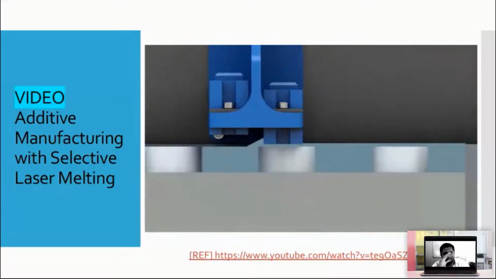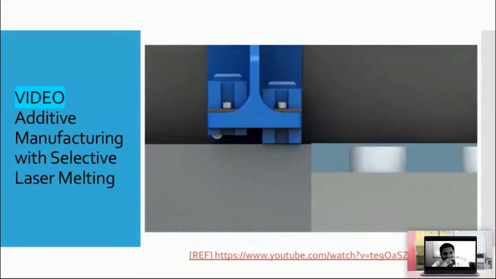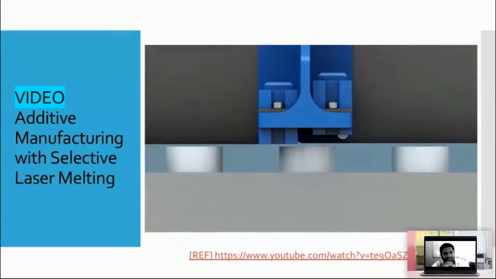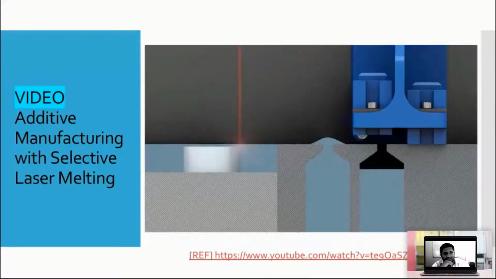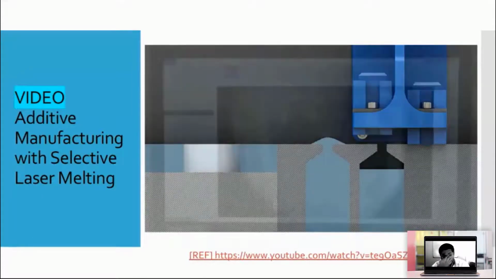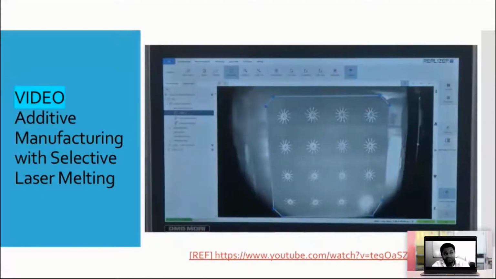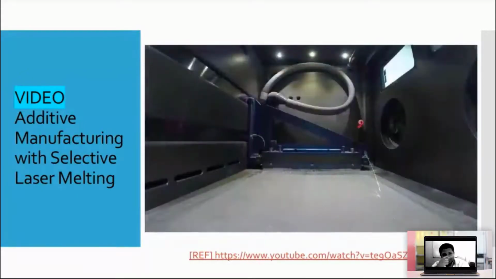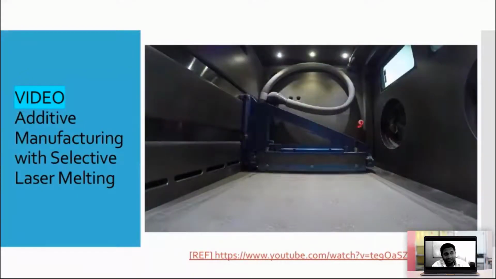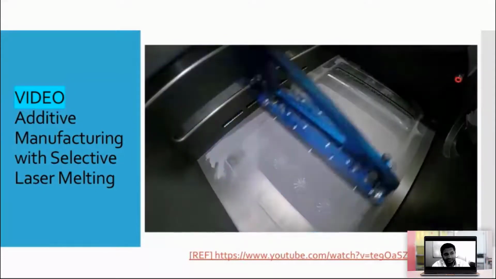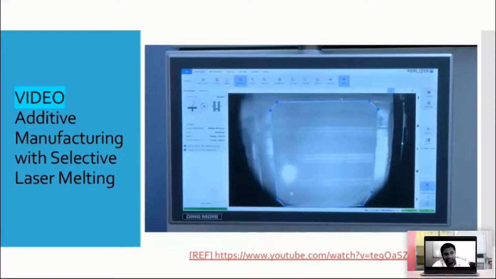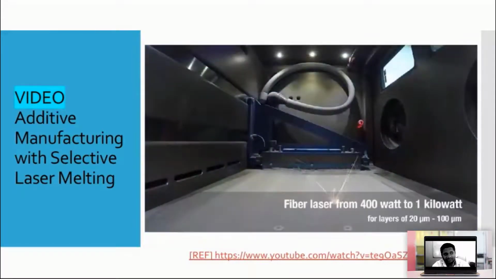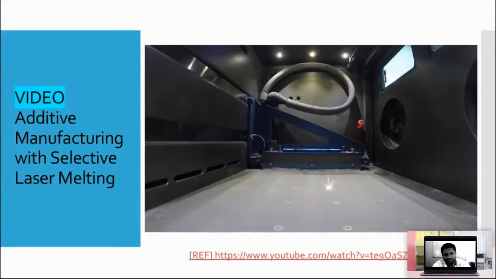So platform number one goes down, then it pushes the material. Then SLM is carried out. So this is the sequencing of the laser sintering. Now the roller is putting the powders on top. This is the internal view of the machine. They are using a fiber laser, 400 watt to 1 kilowatt.